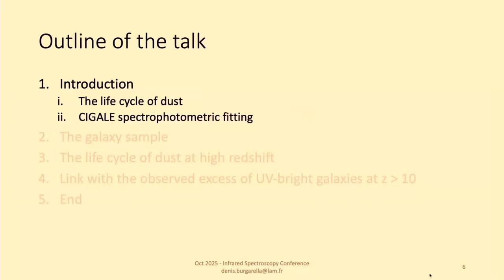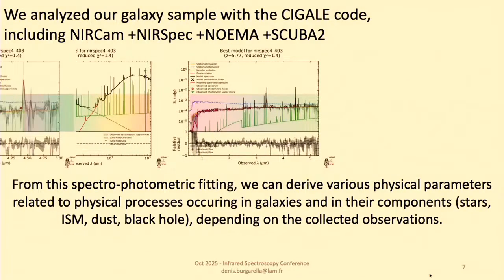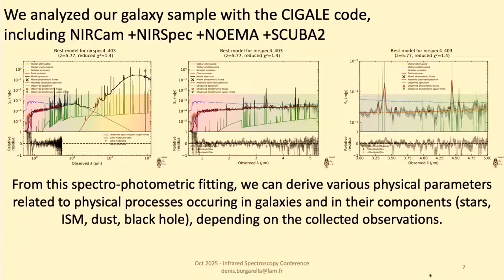Well, I have just one slide because you know a lot about CIGALE. So that's what I used. Basically, for this sample, I had NIRSpec, NIRCam, some infrared data, and we were able to fit everything, including the lines, as I mentioned before. So we get a lot of information on everything down to metallicity.